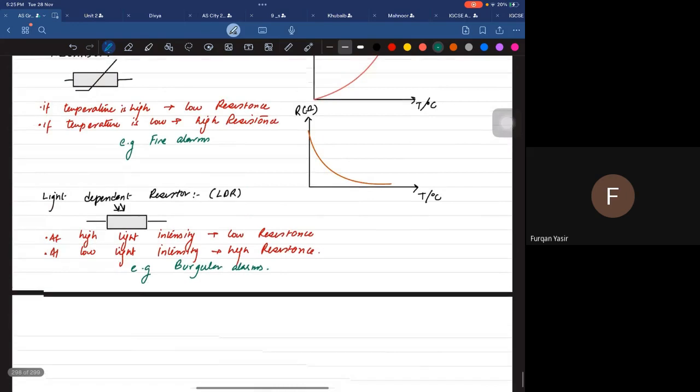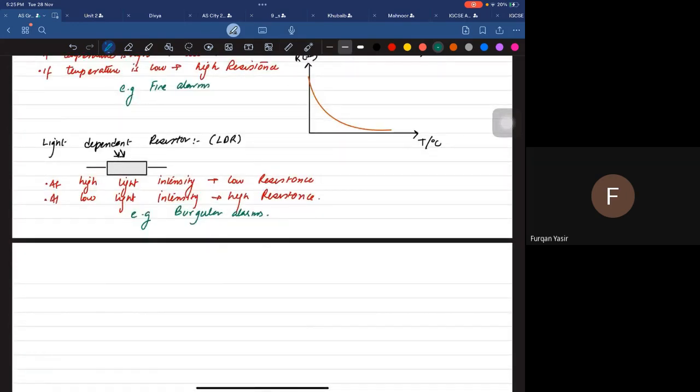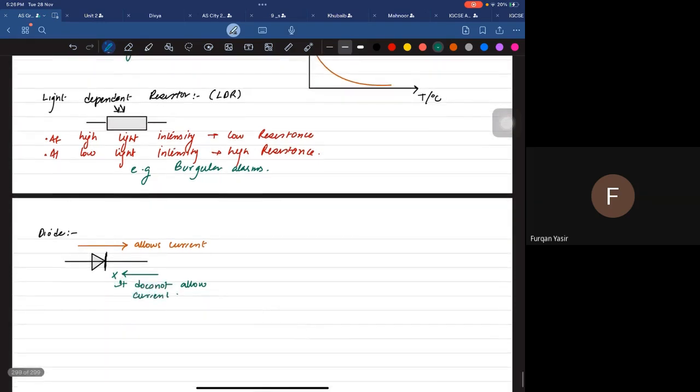Then the next is diodes. A diode is another semiconductor. A diode basically looks like this. Diodes only allow current if it passes like this. But if the current is going in the opposite direction, like here, it does not allow current. So it only allows current to go in one direction.